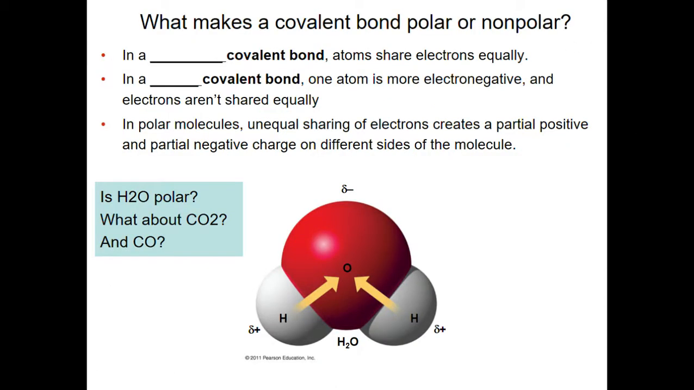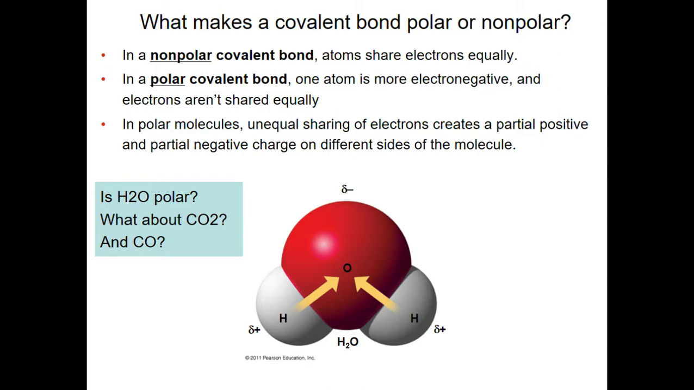So now that we've talked about this, let's go over what causes covalent bonds to be either polar or nonpolar. In a nonpolar covalent bond, atoms share electrons equally. But in a polar covalent bond, one atom is more electronegative and electrons aren't shared equally. So in polar molecules, unequal sharing of electrons creates a partial positive and partial negative charge on different sides. On your reading quiz, you were asked, where would a negative ion be attracted to in water? Well, negatives attract positives, so if you put a star in this area or this area, then you would have received the point.